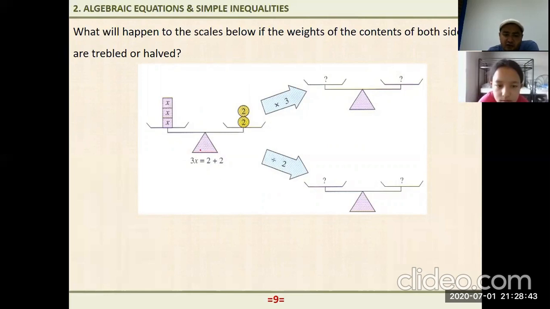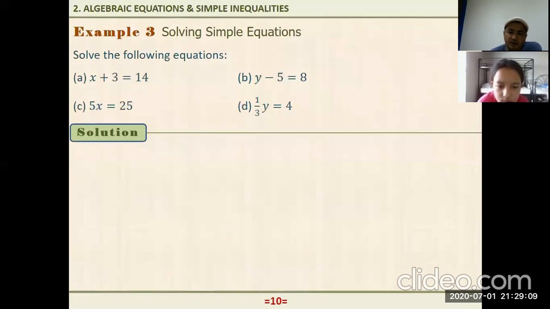And what will happen to the scales below if the weights of the contents of both sides are trebled or halved? Trebled means multiplied by 3. Both sides multiplied by 3. If I have 3 x's and multiply by 3, how many x's will we have? 9 x's. On the right hand side, if you treble this, here we have 2, how many 2's do we have? 6, right? So still it will be balanced. And also if I divide both sides by 2, nothing changes. Still it will be balanced.